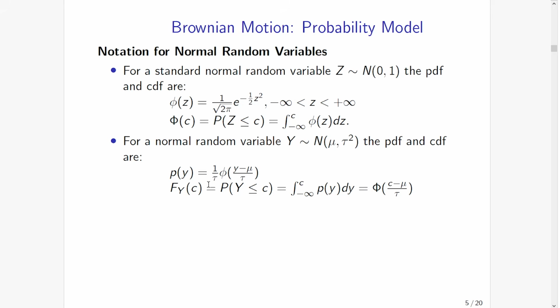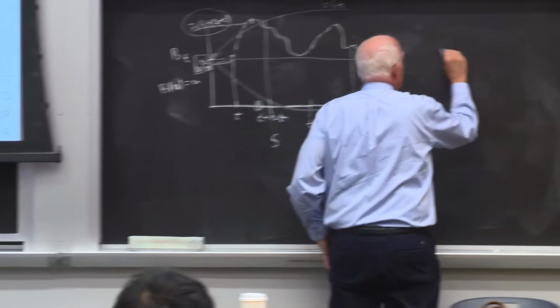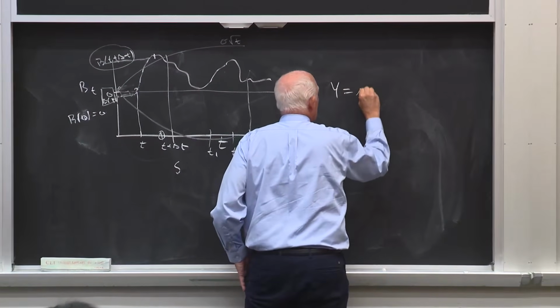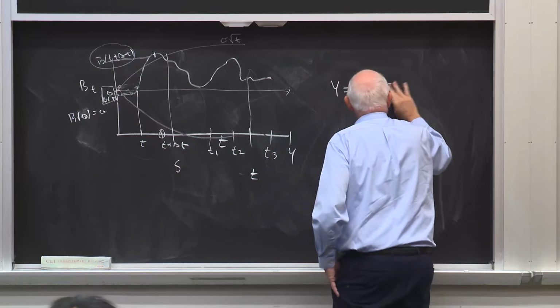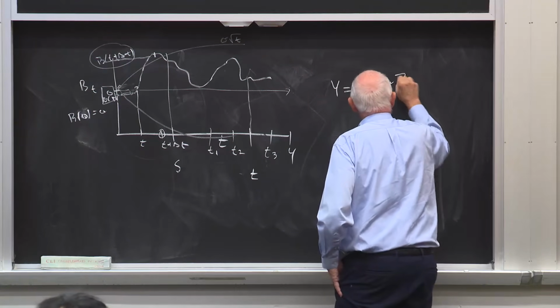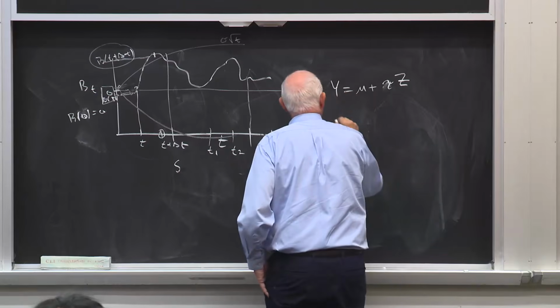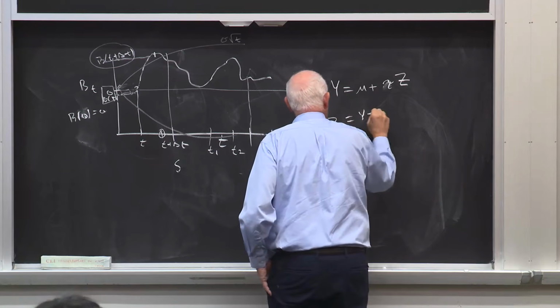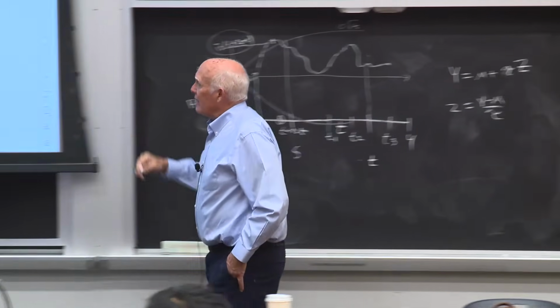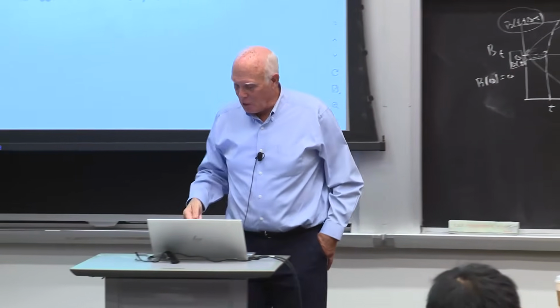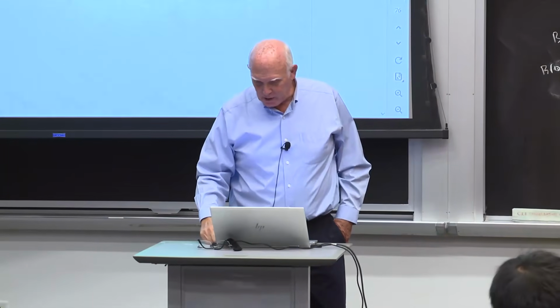So we basically have Y equal to mu plus tau Z, and so Z is equal to Y minus mu over tau. And so we're just substituting in this equation for Y in terms of Z.